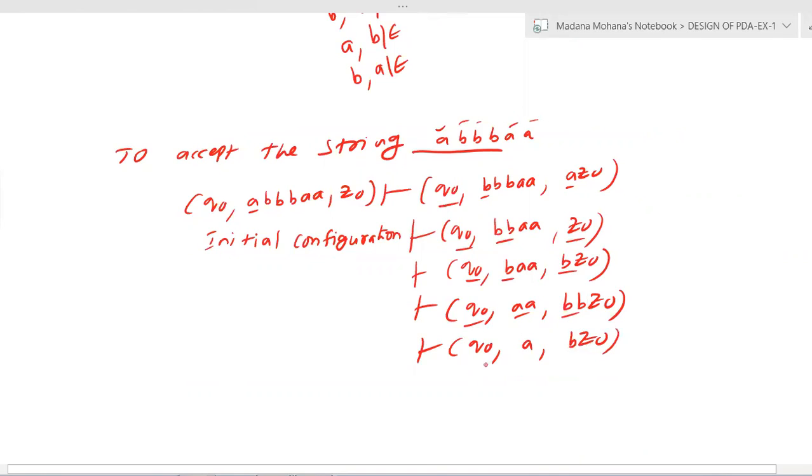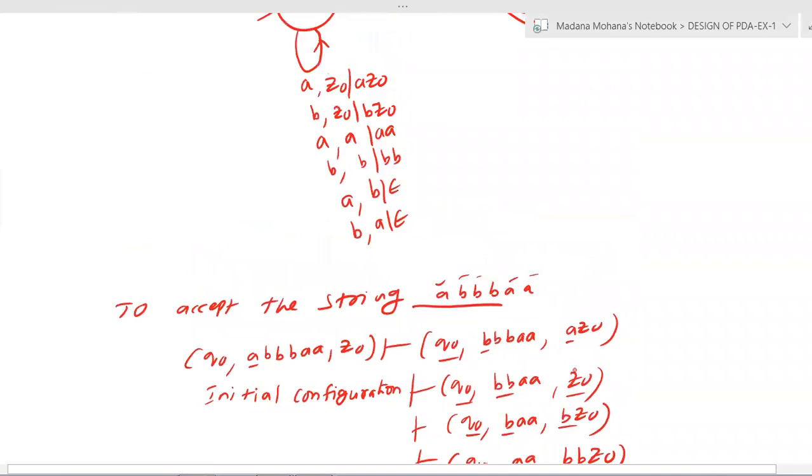Now it contains B Z naught. Again Q naught AB, the input and stack top are both different. You have to perform pop. Now Q naught. After scanning A, the input is empty. Now after erasing B, the stack contains only Z naught. Now you can see your state is Q naught, input is empty, and the stack contains the initial symbol.